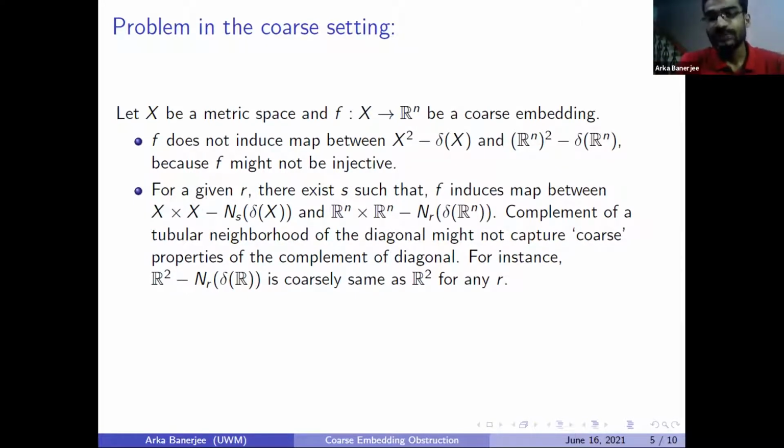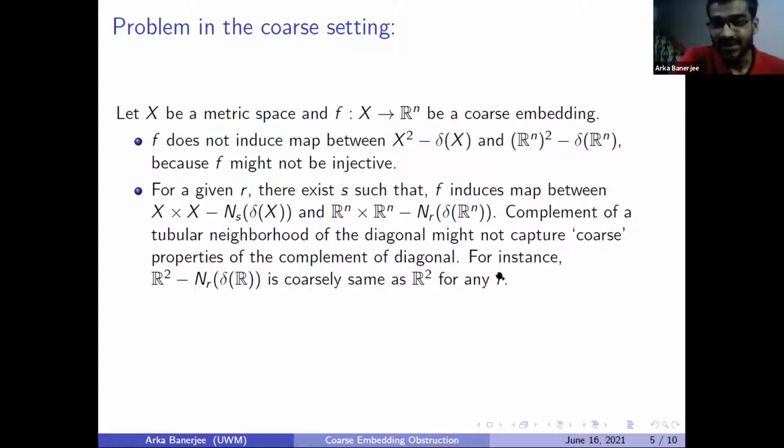But the problem is this space doesn't reflect the coarse properties of the complement. So really what we are interested in is finding out the coarse property of this complement of the diagonal. But just deleting the tubular neighborhood and looking at the complement doesn't give you the right picture in the coarse setting.